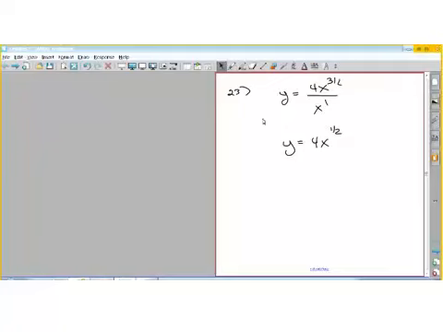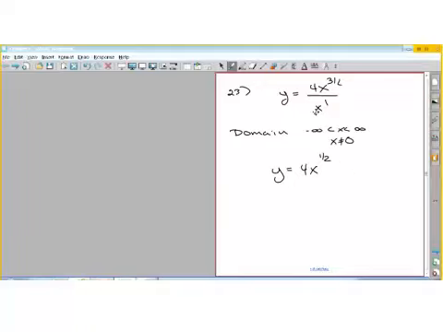So let me just reiterate what I'm saying there. If I said, what is the domain of this function? I would say it's from negative infinity to positive infinity, except x cannot equal 0. Because when x equals 0, then it's indeterminate. Whereas with this domain, you can see I can stick any number in there.